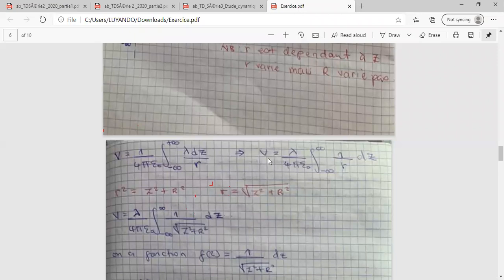Which we can simplify. V can be equal to, so this is a Greek constant, so we can bring it out. We have 1 over 4 pi epsilon 0, integral from negative infinity to positive infinity of 1 over r dz. So we've just dismantled this, this is a constant, so we've taken it to the constant side. And then we have dz over r, which is what we have here.